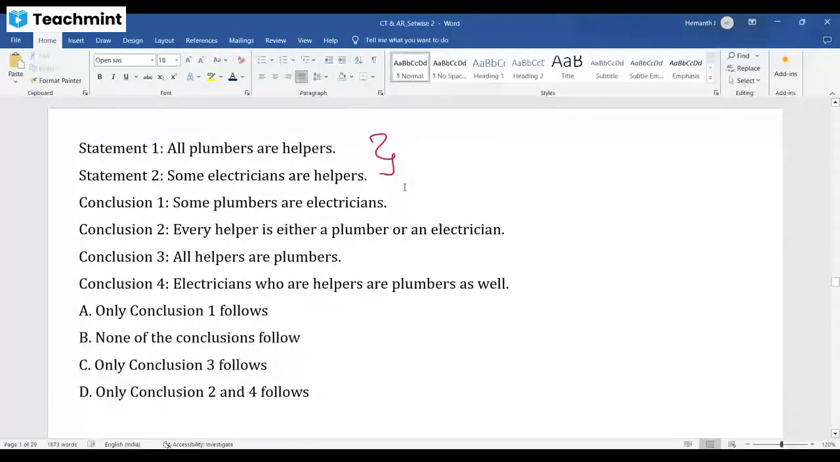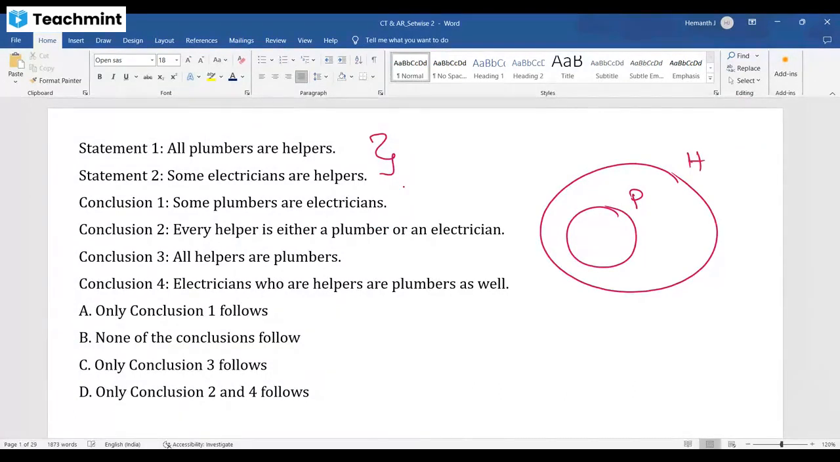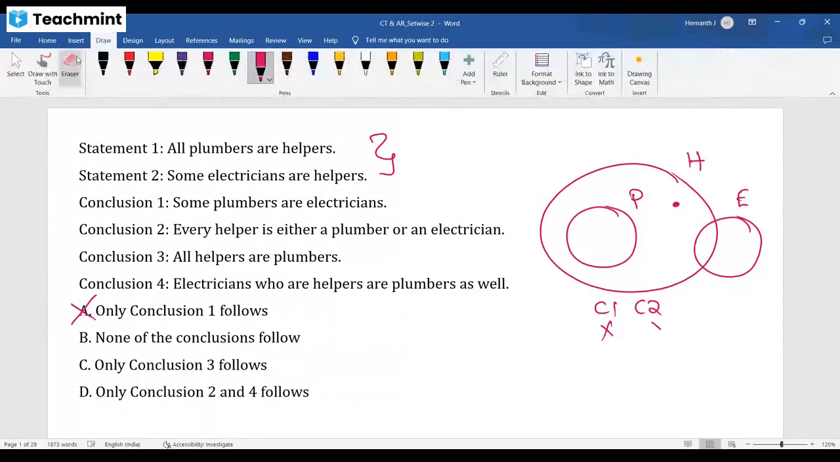Now, all plumbers are helpers. Some electricians are helpers. Okay, I'm going with one diagram. You can draw many more. Some plumbers are electricians failed. When first one failed, throw it out. Next, all helpers are plumbers. No, this is helper, but not in plumber. Second one also, third one also failed. Sorry, this is third one. This is my third conclusion. Third one failed, so throw this out.